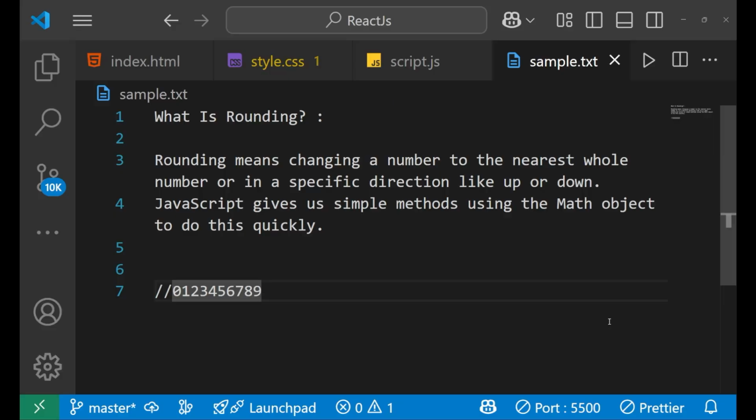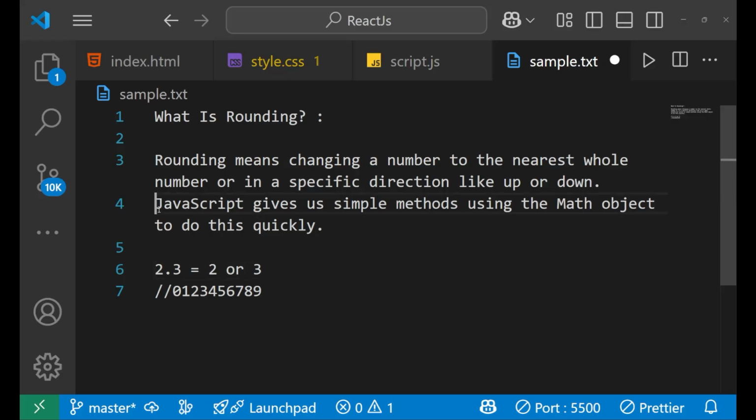Now, what is rounding? Rounding means changing a number to the nearest whole number in a specific direction, like up or down. Now, what is this whole number? Well, whole numbers are 0, 1, 2, 3, 4, 5, 6, 7, 8, 9, and more also, like 10, 11, 12, all the numbers from 0 to infinity. Rounding in a specific direction means that if you have 2.3 and you round it off, it can be 2 or 3 as per the direction that you give.